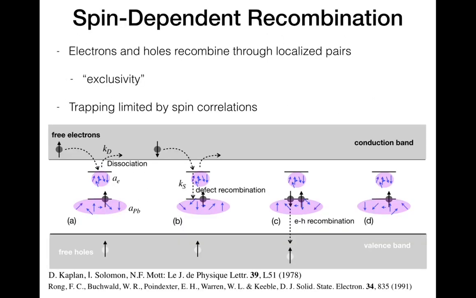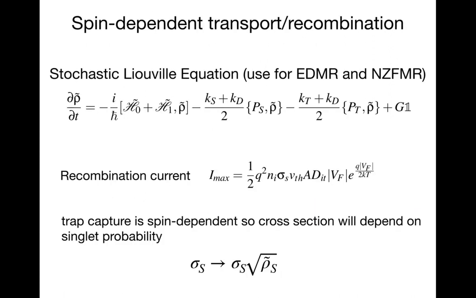All right, so how do we model this spin-dependent recombination? And the model actually is very similar to that which would be used for transport, but I'm going to focus on recombination here. So we use a stochastic Liouville equation. This can be used for EDMR and the near zero field effect. And we'll walk through some of these terms here. So this right here is your normal Liouville equation, right? There's your coherent evolution and the various interactions you might have. And then over here are sinking terms.